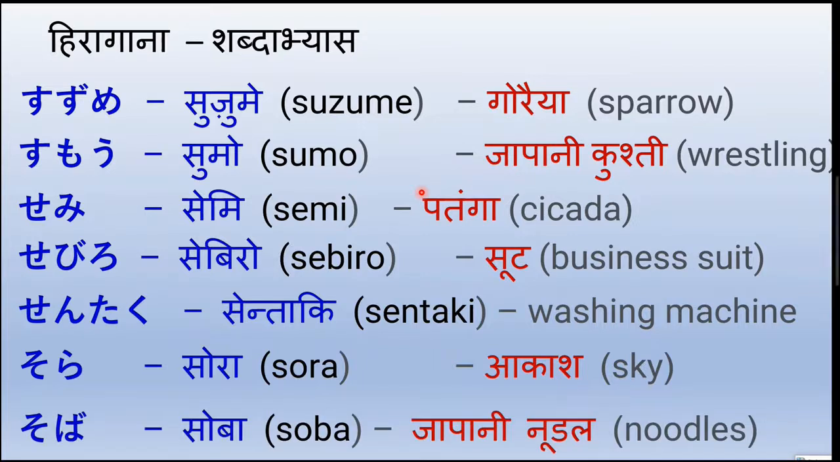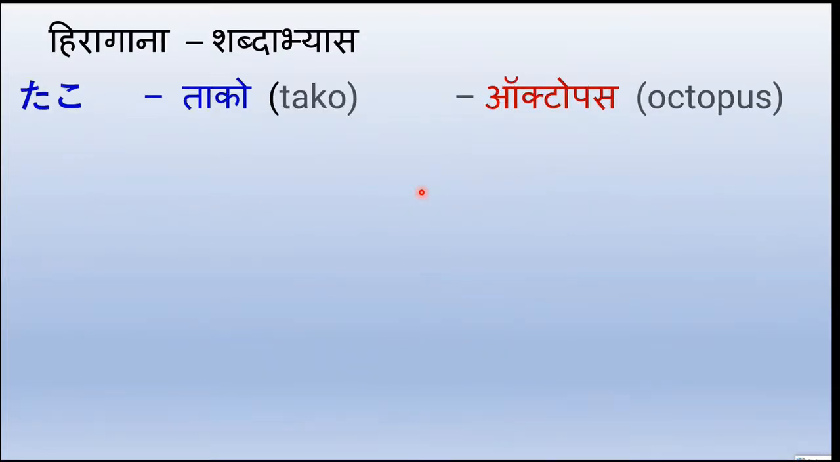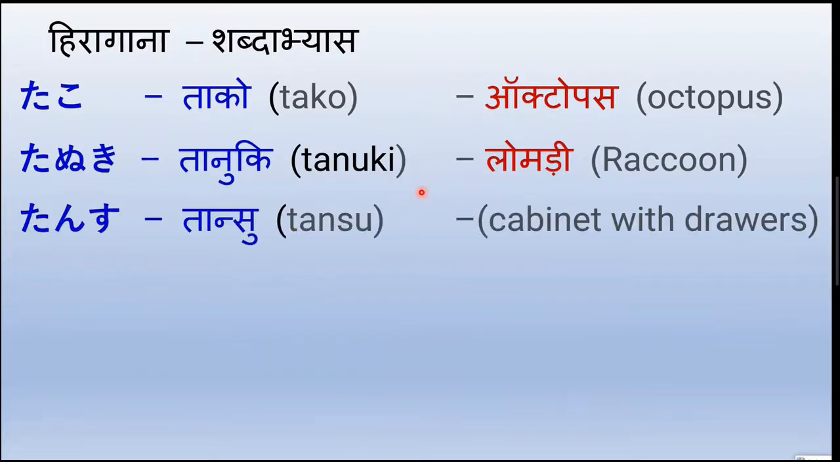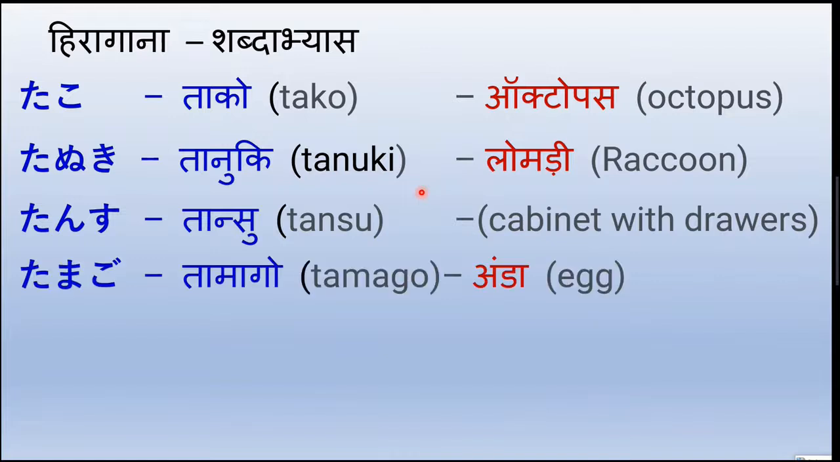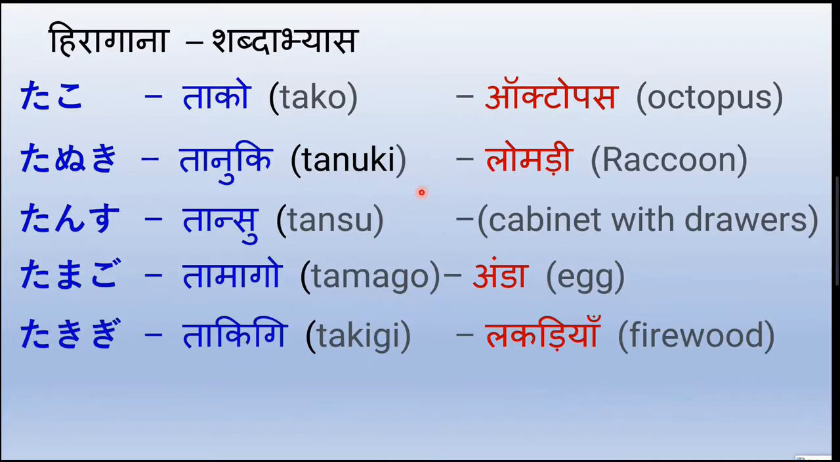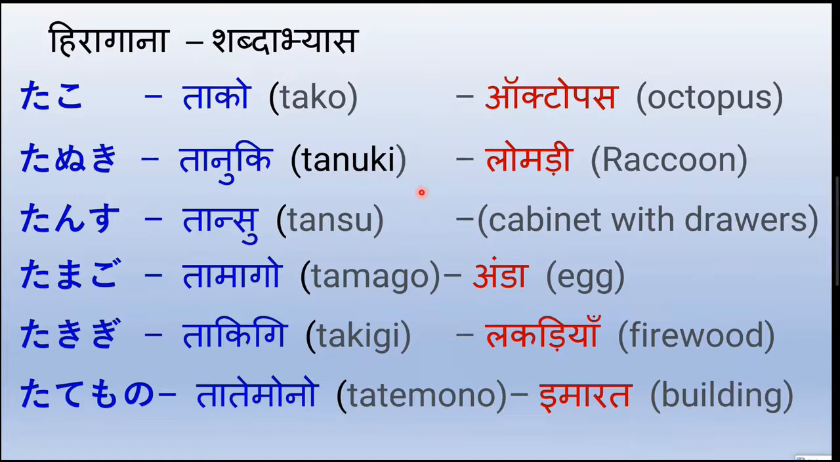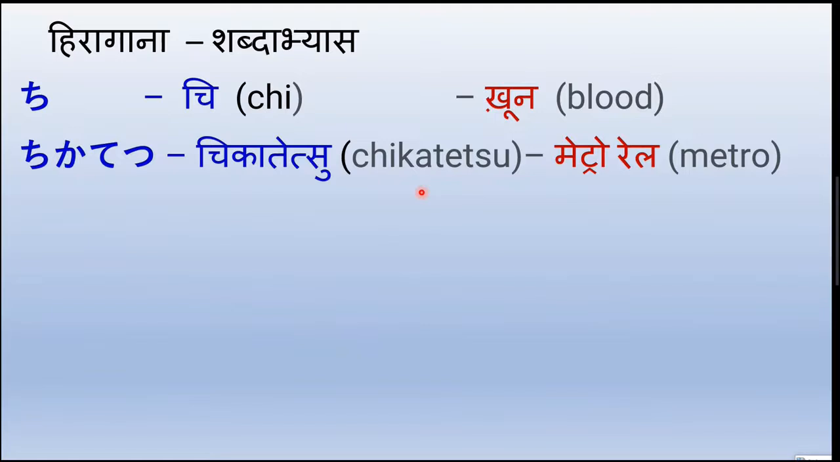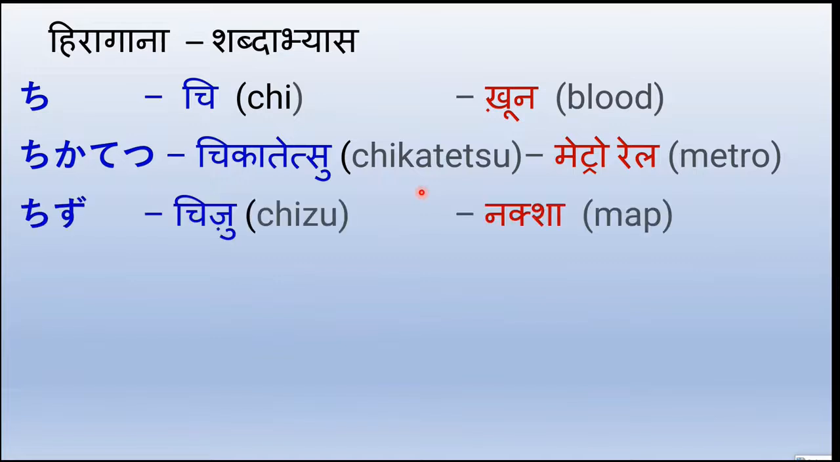Soba, the Japanese noodles. Tako, octopus. Tanuki, raccoon. Tansu, a cabinet of drawers. Tamago, eggs. Takigi, firewood. Tatemono, building. Chi, blood. Chikatetsu, the metro rail. It's pronounced with the light syllable, chikatetsu.